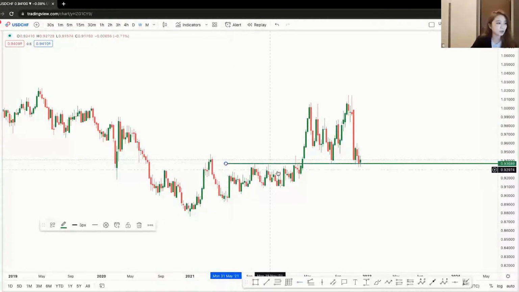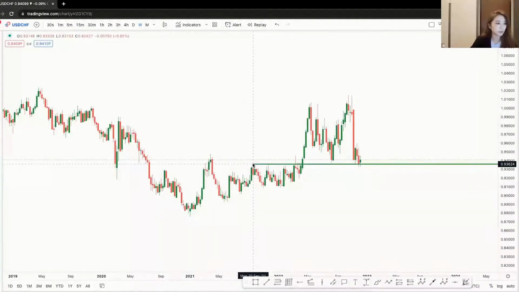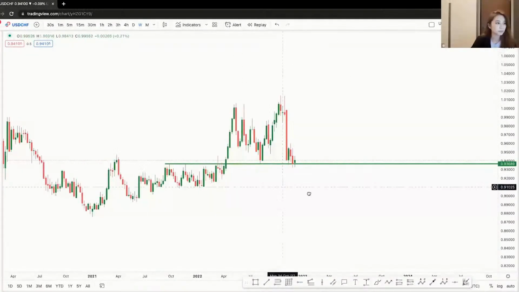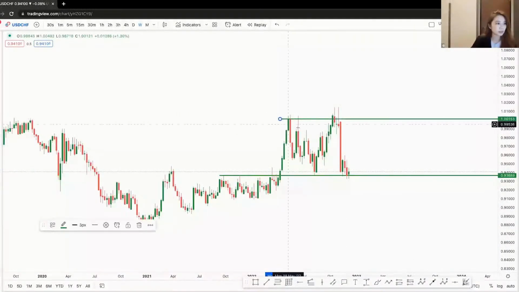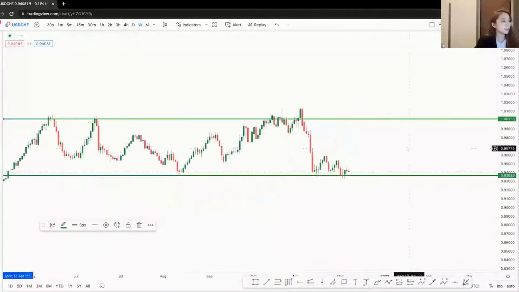So we are seeing a support and resistance overlap. We are also seeing a key resistance level over here. We'll take the first closing price as well, so it'll be 1.00153. We're currently looking at a dollar franc weekly chart. All right, so let's look at daily.